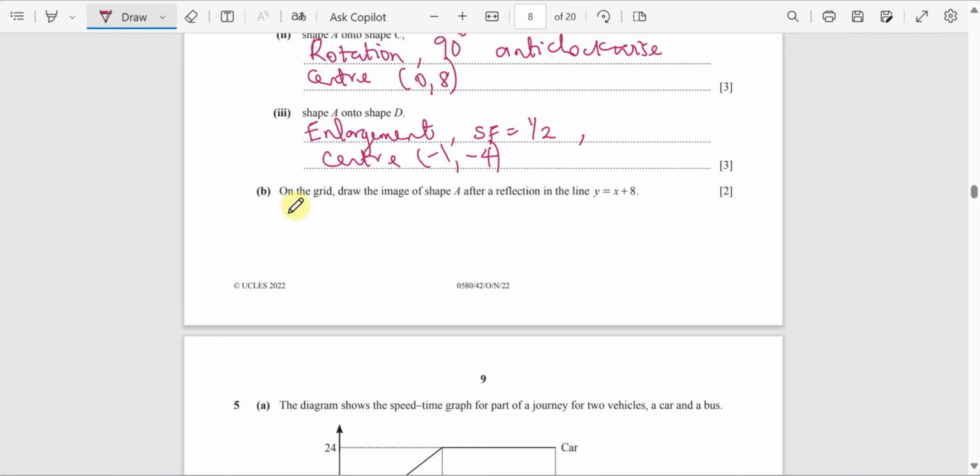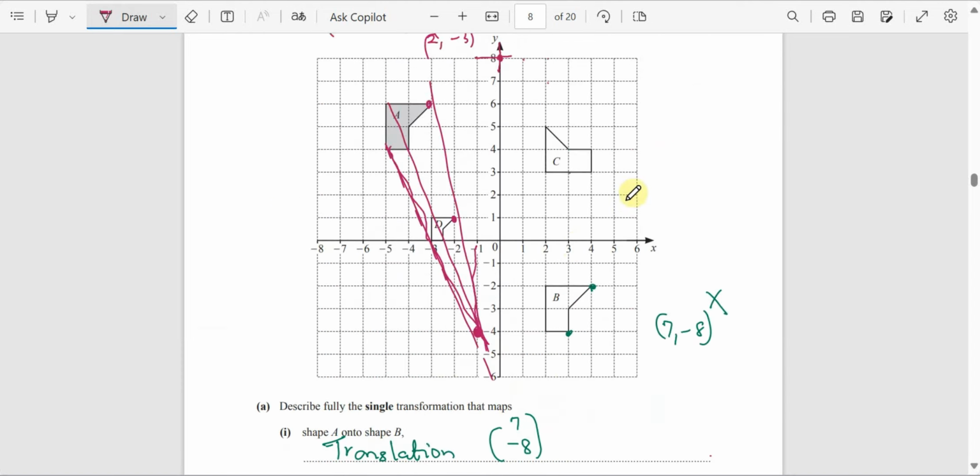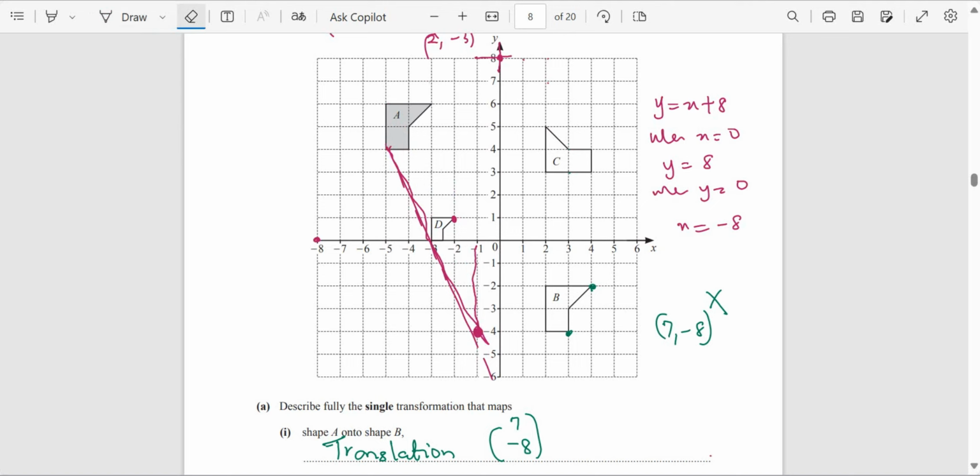So the second question says, on the grid, draw the image of shape A after a reflection in the line y equals x plus 8. Okay, so line y equals x plus 8. You find when x equals 0, y is 8, and when y equals 0, x is -8. So you plot that. X is -8. You can erase this. Then y equals 8.